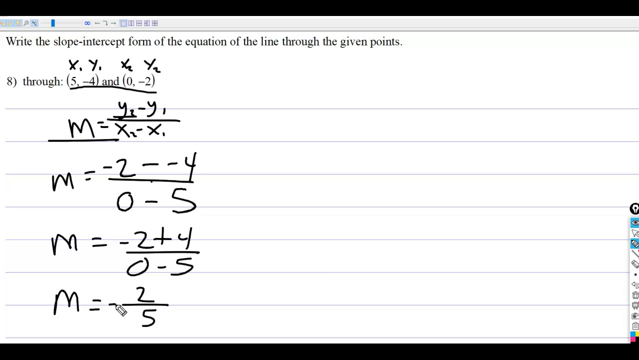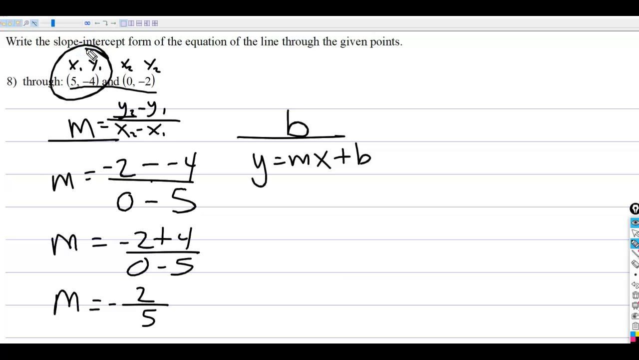All right, that's m. Then once again, we've got to go and find the b. From here on out, the problem is pretty much the same as it was last time. We're just going to plug in the m, the x, and solve for the b. So now, I guess there is a little bit of a difference, though. The difference is that we have 2 points to choose from. So it doesn't matter which one you use. I'm just going to use this one. Okay, so I'm going to plug in -4 for y. I'm going to plug in -2/5 for the m. I'm going to plug in 5 for the x. And we want to solve for b.